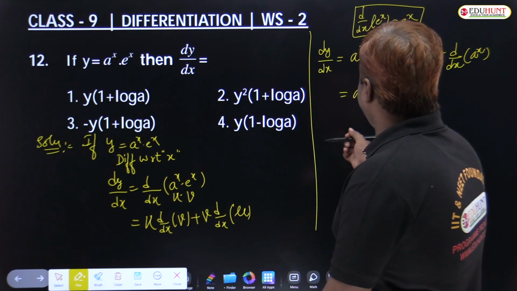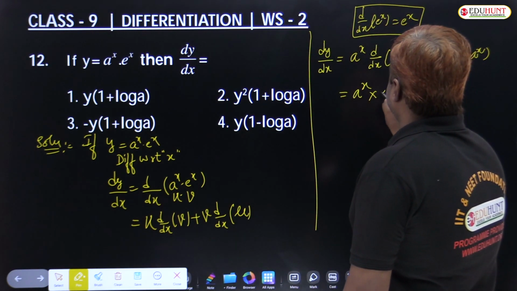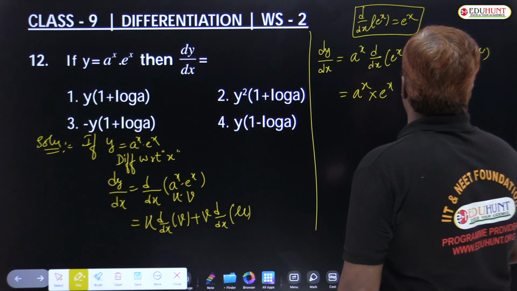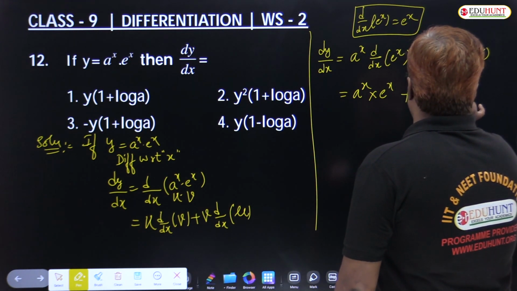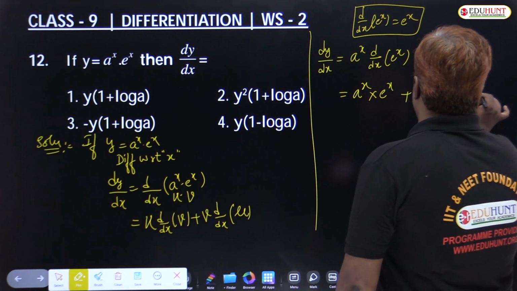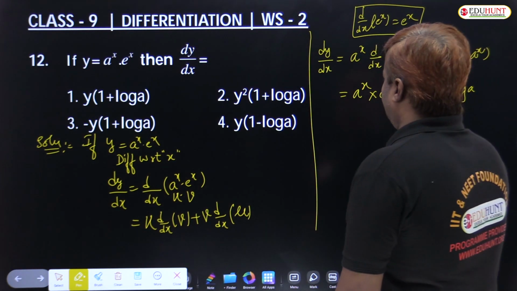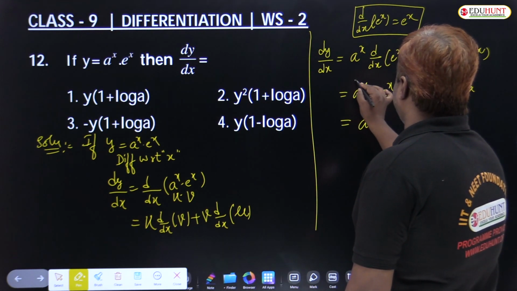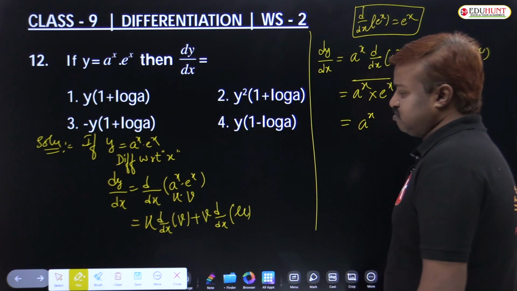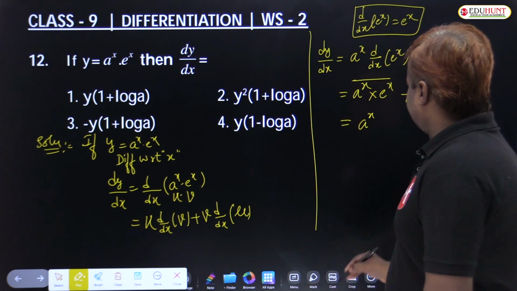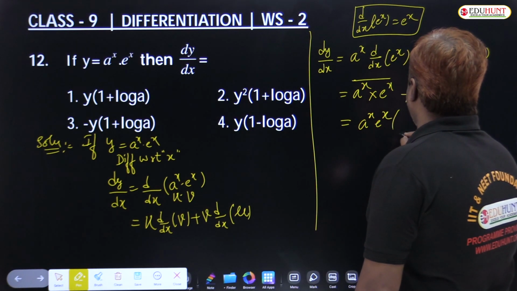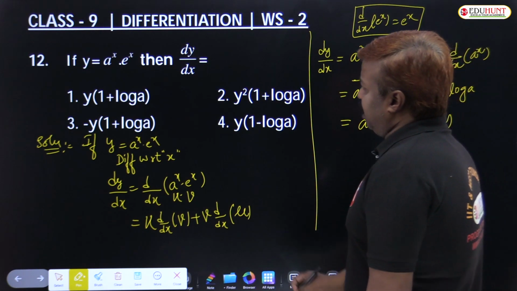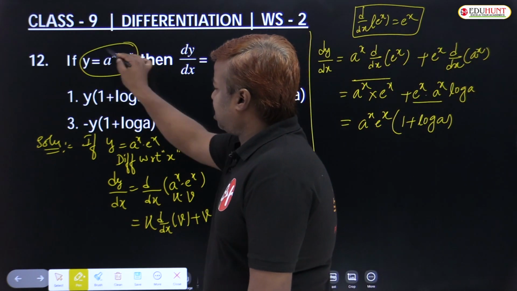Okay, now here see, a^x into e^x, e^x into the derivative of a^x with respect to x, which is a^x log a. Now I will take common here a^x. See whether there is any common element: two terms, a^x into e^x is common. So now a^x into e^x is common, so what remains? 1 plus log a. What about the value of a^x into e^x? The value is given already as y.